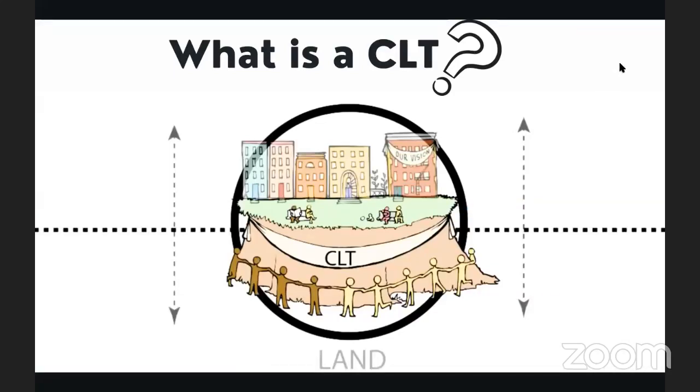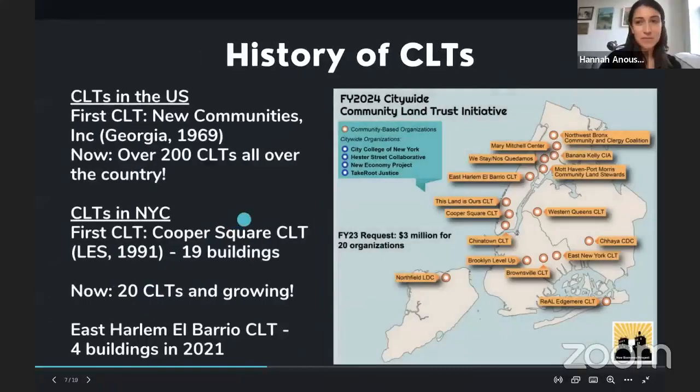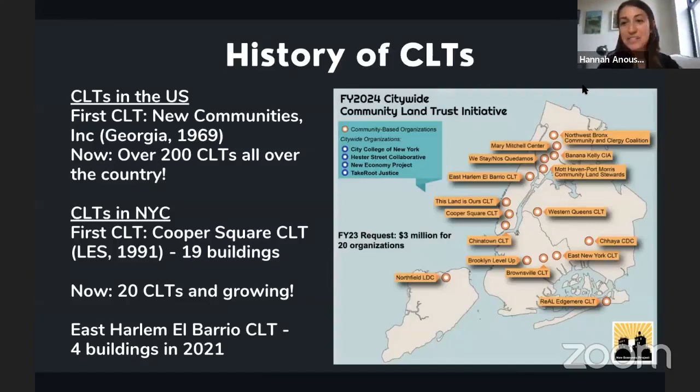Hey guys, it's me again. Okay, so what is a CLT? As you can see in this diagram, community residents own the land, property owners own the building or whatever else sits on the land, right? You guys see that, or is it just me? Yes. Also, if you guys are familiar with any community land trust, can you please drop it in the chat? Great. So please drop it in the chat if you know any other CLT.